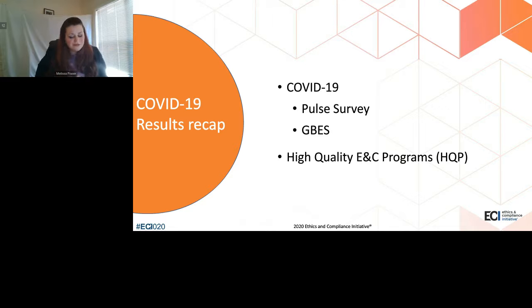So think of your E&C programs, your ethics and compliance programs, as your foundation. As I think we can all agree, foundation's really important. So the aftermath of COVID-19 will be less impactful on your organization if your foundation is solid. So putting that into perspective, if your ethics and compliance program is solid, this will make your organization have less of an impact from COVID-19.